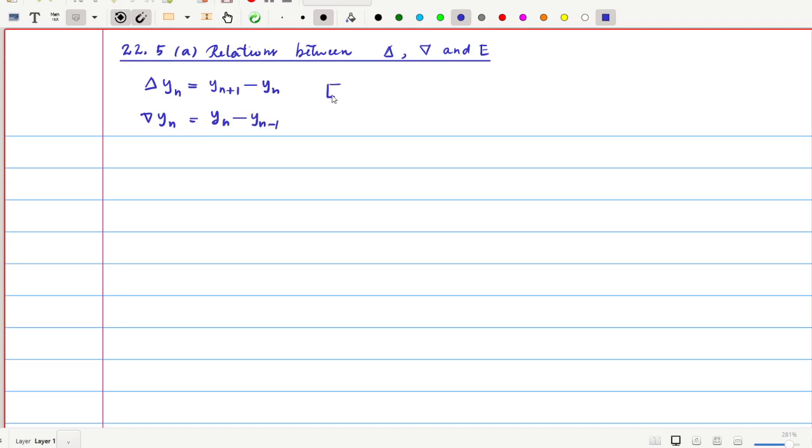And E is the shift operator. E of yn is equal to yn plus 1. So these are the definitions of these three operators. Now we define relations between the three operators.